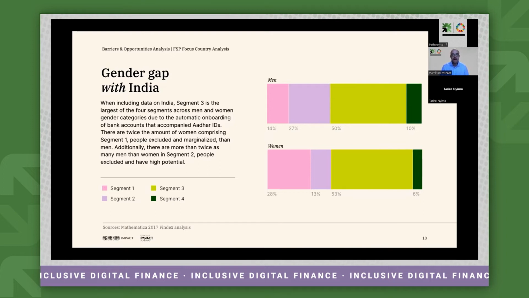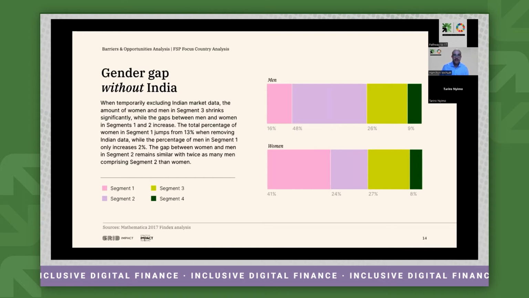So again, the women that are in the lowest segment, there's more women, and in this segment where there's high potential, there's more men. So this is with India. You can see obviously segment 3 is the greatest, but then moving to without India, you can see the gap even widen more greatly in segments 1 and 2.